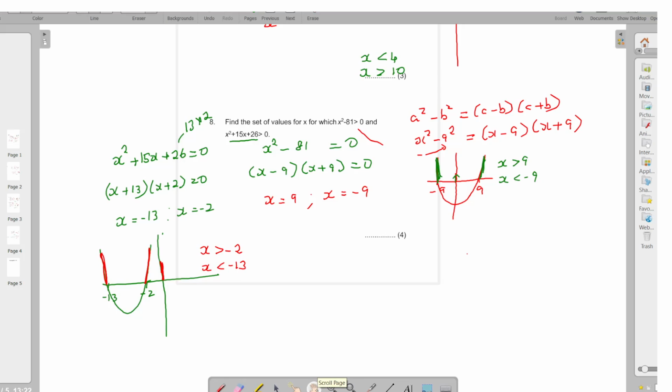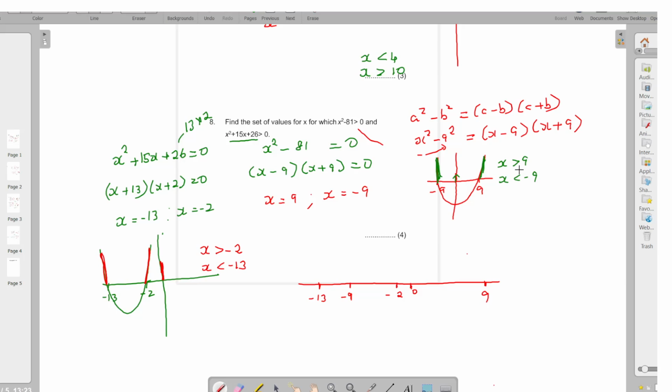So if we want to find the set of values for that, we just look at a number line. Let's draw a number line there. We'll plot these points here. So this is say minus 13. We have a minus 9 here. That's minus 9. This is say minus 2. And we have 9 there. So this is probably 0 and 9 is somewhere here, right?